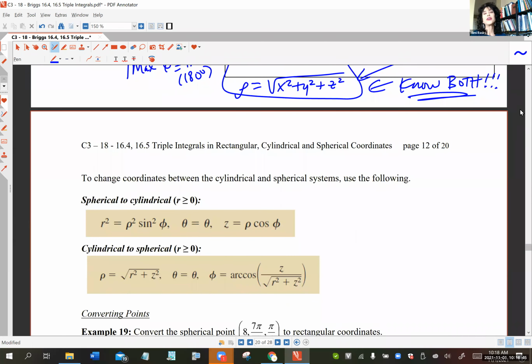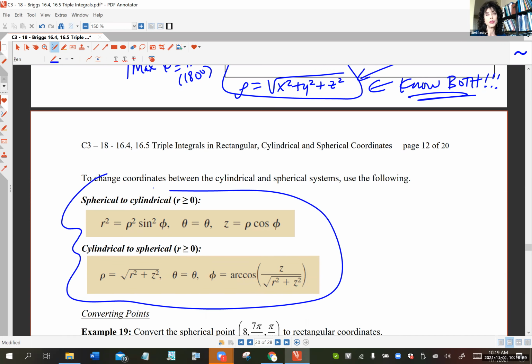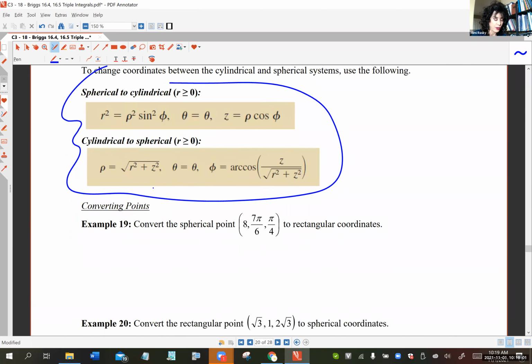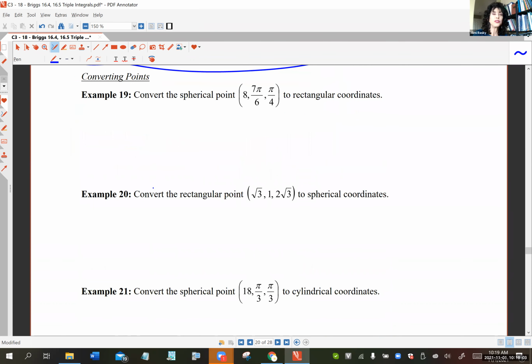Now, what if you needed to go between spherical and cylindrical? Cylindrical is the new coordinate system we learned last time. Sometimes you might need to go back and forth between those coordinate systems, and these are the formulas to help you convert between cylindrical and spherical. Okay, let's do some converting of points now. Just convert points.